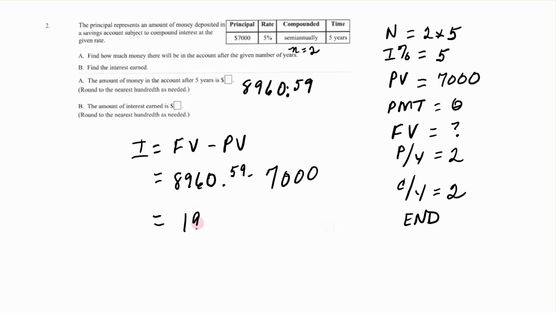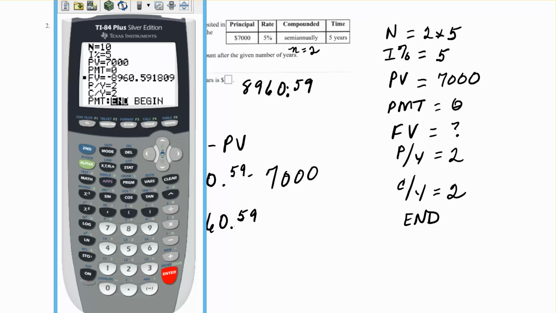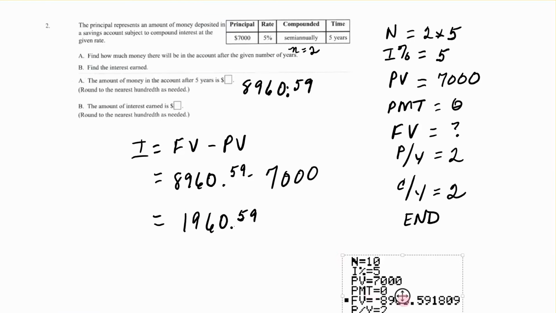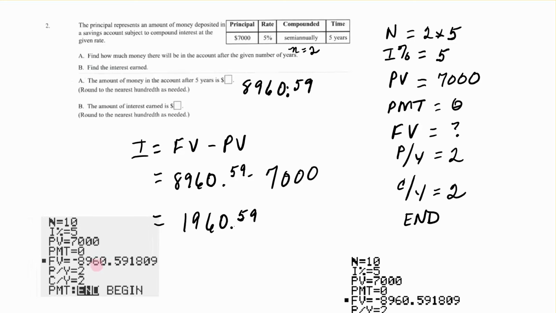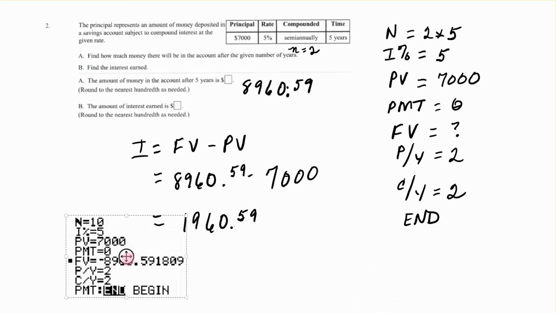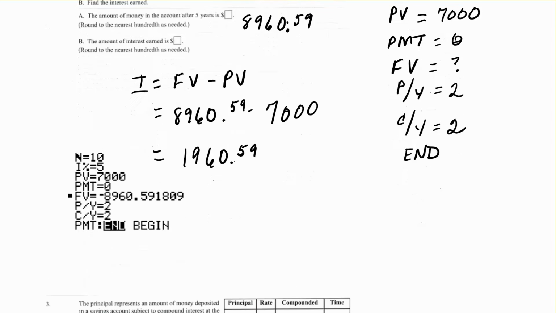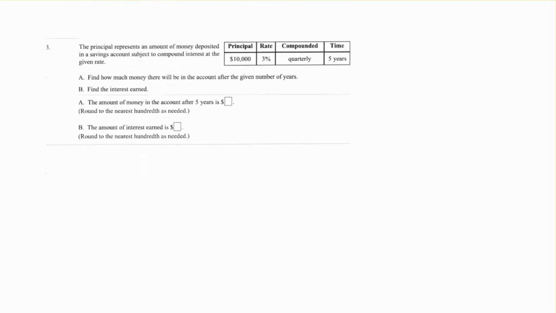So this is $1,960.59. Let me go grab this screen and put it right there for you. You notice that it has a negative, but we're going to answer it positive. That's just a programming, the way it's done with financial talk.